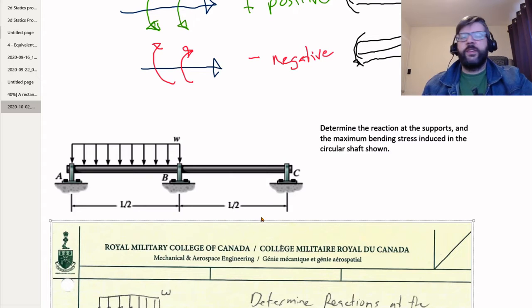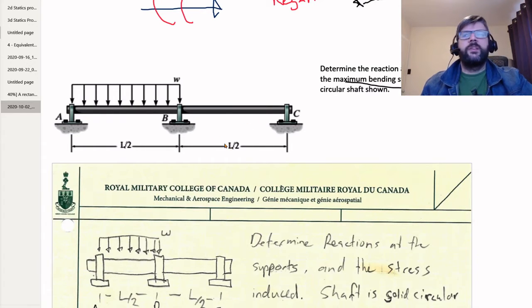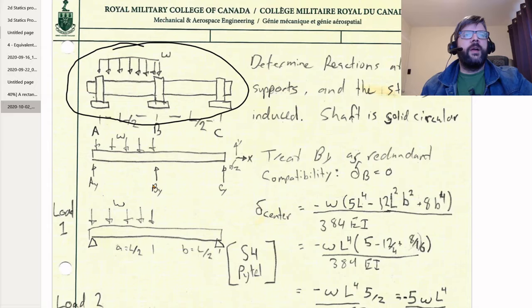We're keeping everything generalized here. So we need to determine the reactions at the supports and then the maximum bending stress induced in the circular shaft. First off, I just redrew this, and we got a free body diagram of our object here. We're pressing down on it with W, and we have these three reactions here, AY, BY, and CY.